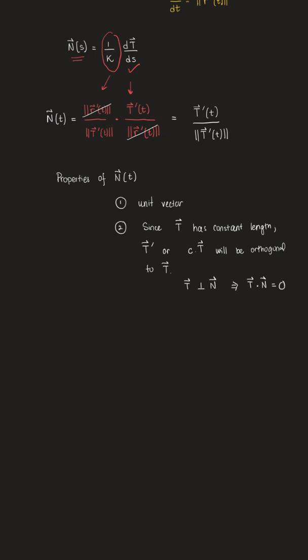And finally, we'd like to know in which direction this points. The principal normal vector, the one that we care most about, points to the inside of our turn, of our curve. So in the direction the curve is turning.